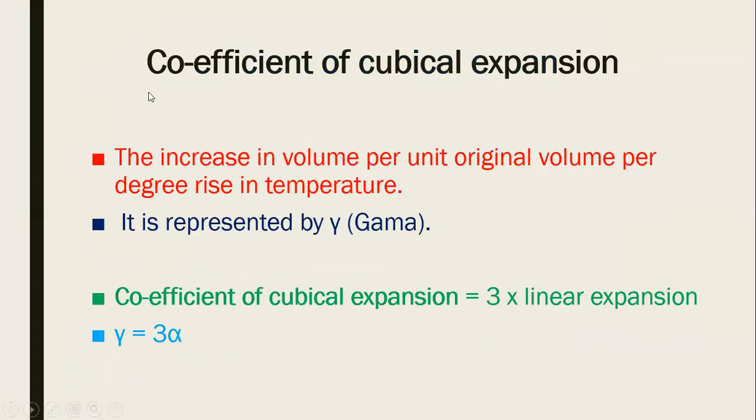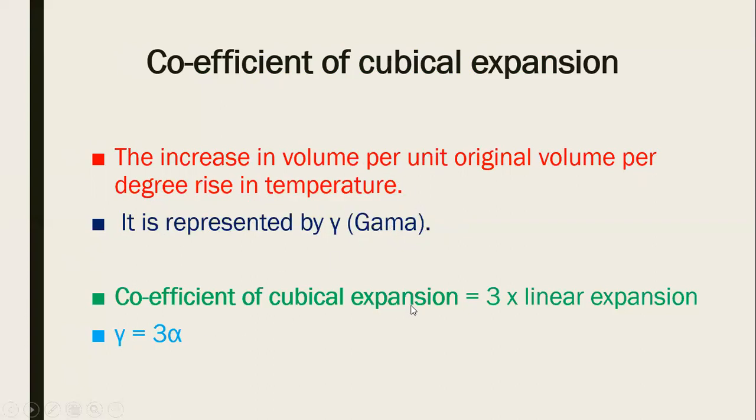The next one is the coefficient of cubical expansion. It is the increase in volume per unit original volume per degree rise in temperature. The first one is length, the second one is area, and here it will be volume. Only the term changes. Per degree rise in temperature is common for all the equations, and it is represented by the letter gamma. First one is alpha, second one is beta, third one is gamma.